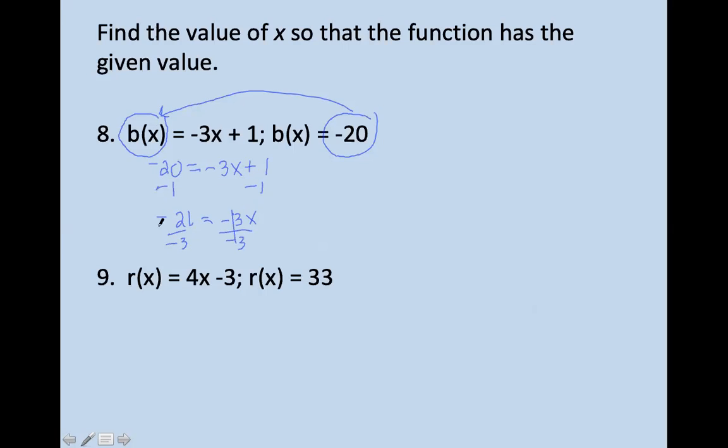And I get -21 divided by -3 is 7, is equal to x, or x equals 7. All right, same idea on number 9.